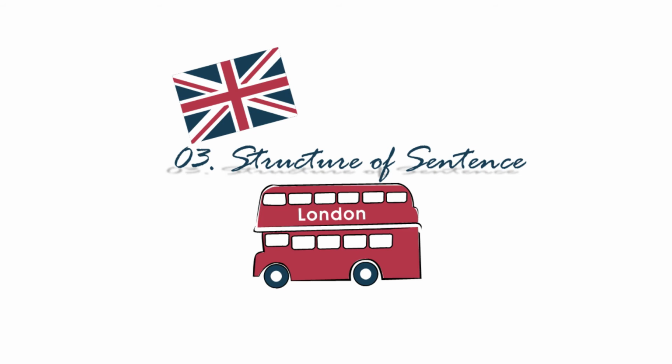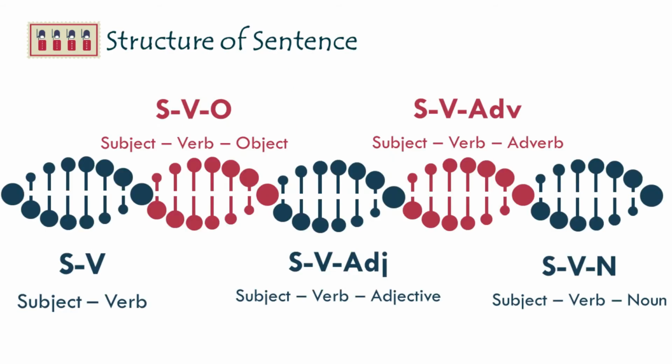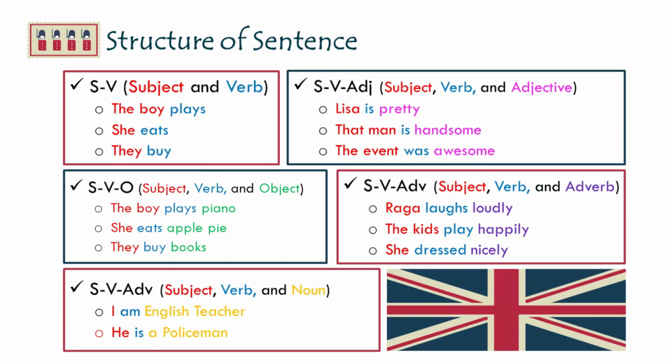Part 3. Structure of sentence. At a glance, the structures of the sentence are subject-verb, subject-verb-object, subject-verb-adjective, subject-verb-adverb, subject-verb-noun. Now, let's go to the discussion.